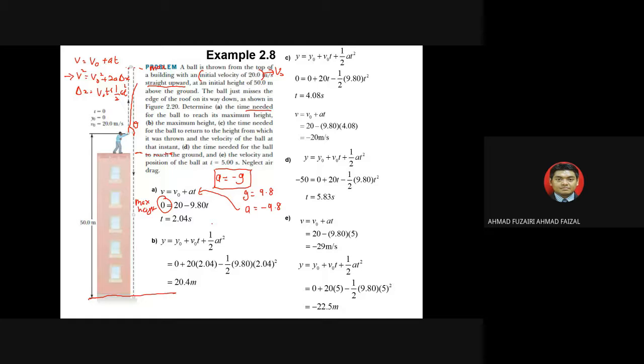Remember, when you have an object that has mass, when it leaves the ground, you need to apply A equals negative G without any doubt. You know G is 9.8, but A is negative 9.8. It's the same thing. Don't get it confused, because G is always 9.8.